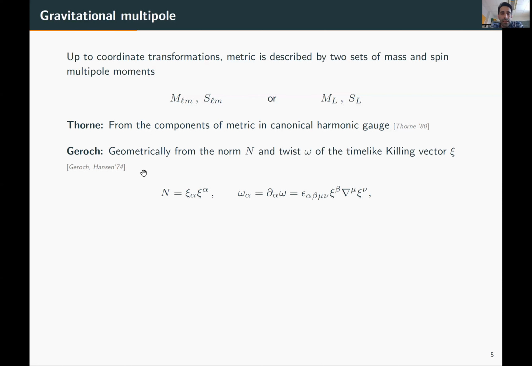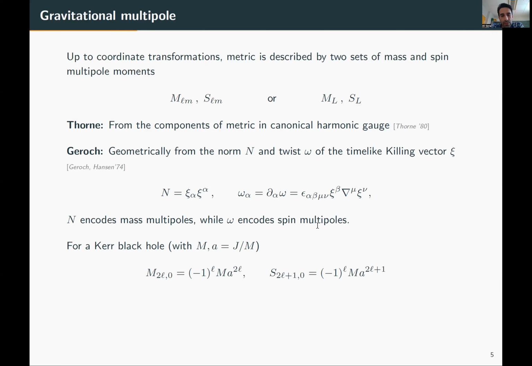And the idea here is that you have the timelike Killing vector psi, from which you can define its norm and its twist this way. And it turns out that the norm encodes the mass multipole moments, while the twist encodes the spin multipole moments. And finally, when you compute these multipole moments for the Kerr black hole with parameters M and a, you find that the multipole moments are given by these simple expressions.